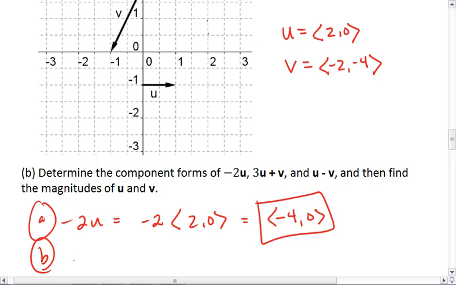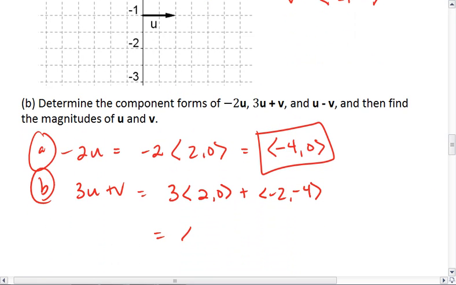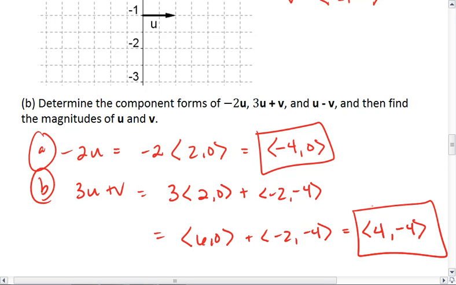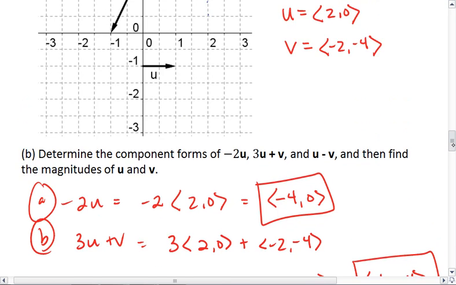Okay, let's look at 3u plus v. This is going to be multiplying u by a scalar of 3 and then adding vector v, which is going to equal 6, 0 plus negative 2, negative 4, which is going to be 6 minus 2, that's 4, and then 0 minus 4 is negative 4. That is 3u plus v.